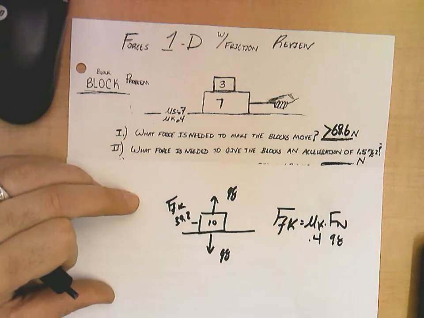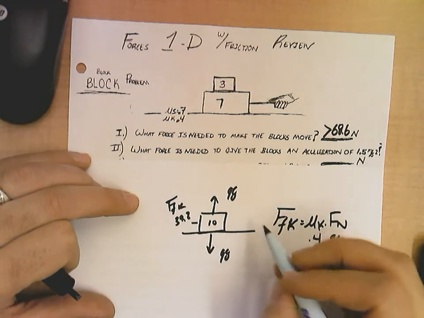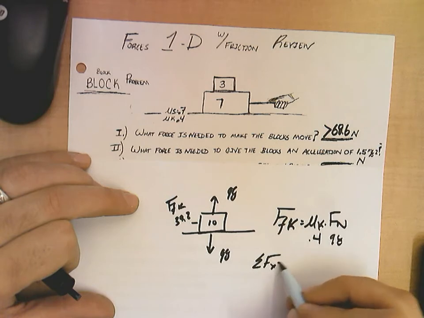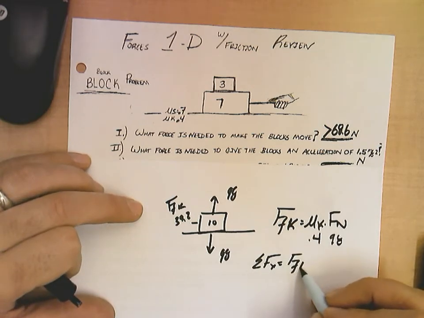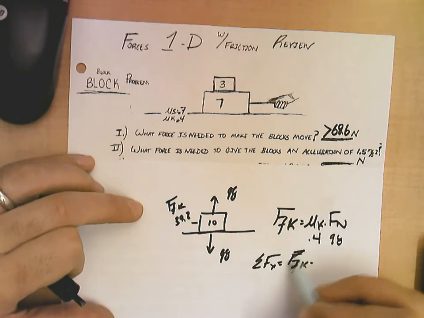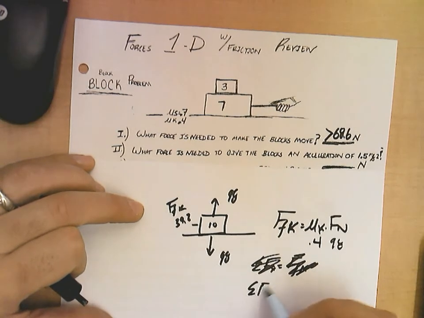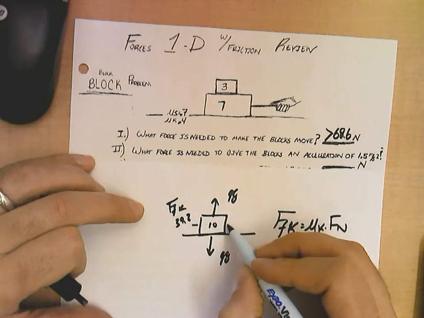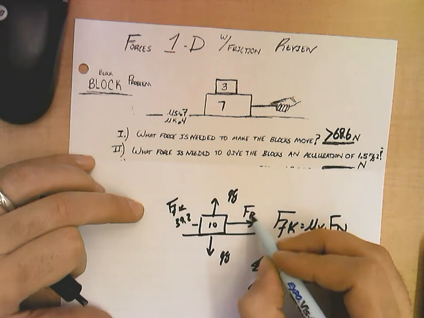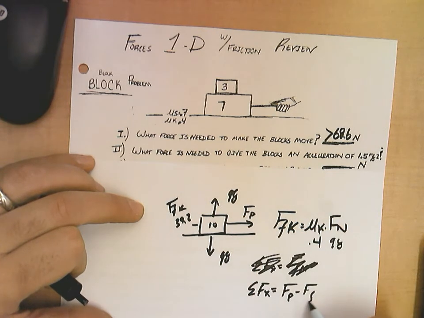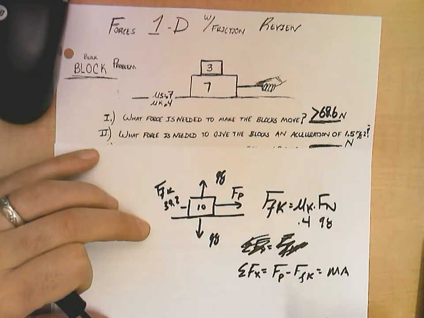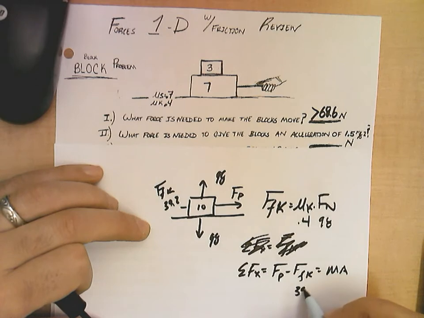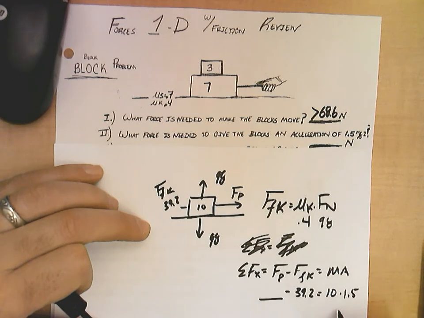The question is what force is needed to give it an acceleration of 1.5. So we do our x summation, and we say F_fk minus, or scratch that, start over here. So we say this unknown force, which is called F_P, minus F_fk equals ma. And we know some of these things. We know that F_fk is 39.2. We just have to figure out how much F_P needs to be in order to get 10 times 1.5, or 15.